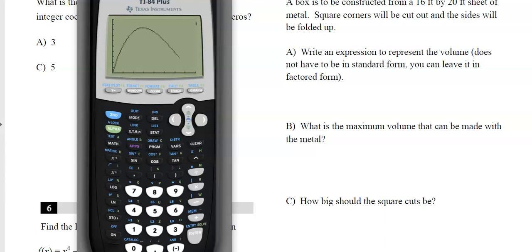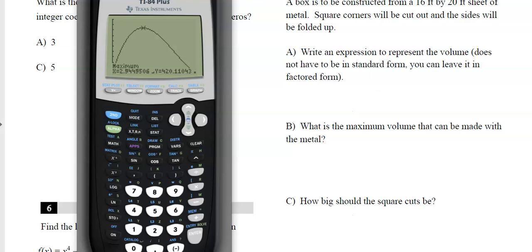Ooh, man, I got lucky. That was beautiful. All right, so those are the possibilities. So let's calculate that maximum. So second, trace, max. I have to go to the left side first. Left side of the mountain, enter. Right side of the mountain, enter. Guess. Max at x equals 2.94.